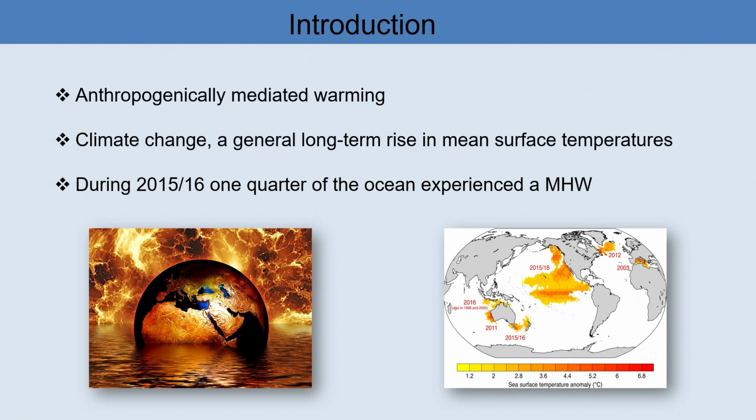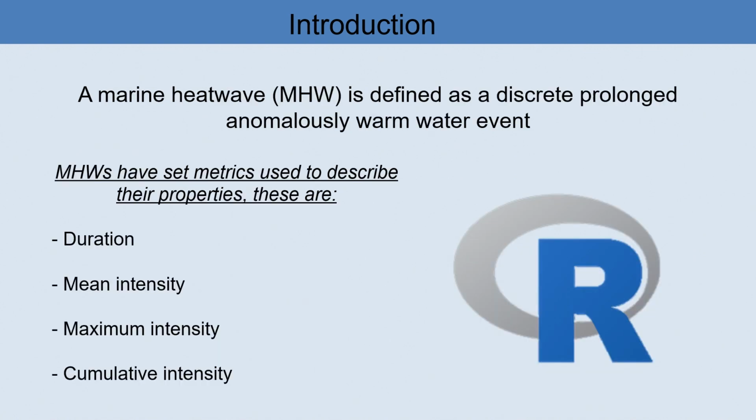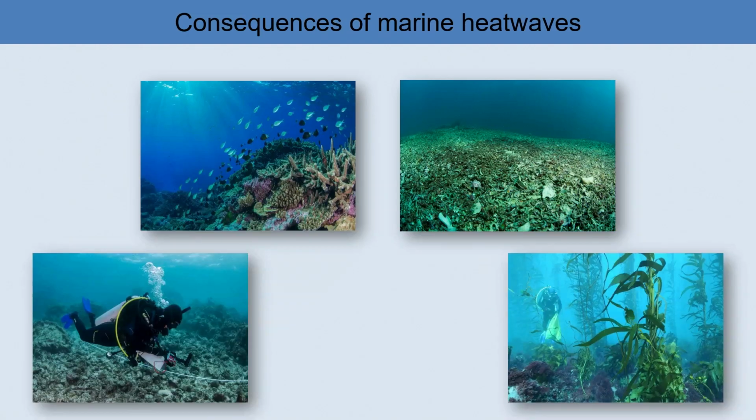And just a bit about it, during 2015 and 2016, a quarter of our ocean experienced a marine heat wave. But now, what are marine heat waves specifically? A marine heat wave is defined as a discrete, anomalous, prolonged warm water event. And by discrete, I mean that it has a distinct start and end point. And prolonged implies that it lasts for longer than 5 days. So marine heat waves have set metrics used to describe their properties, and these are the duration, the mean intensity, the maximum intensity, and the cumulative intensity.